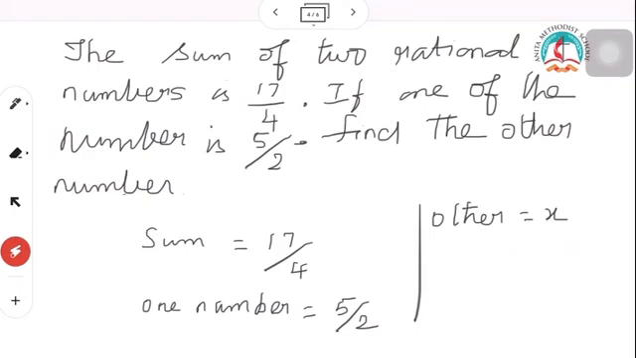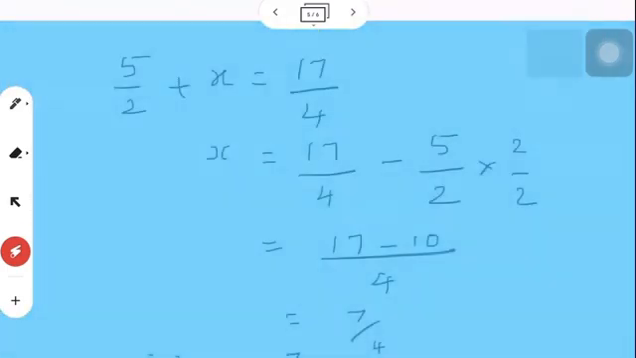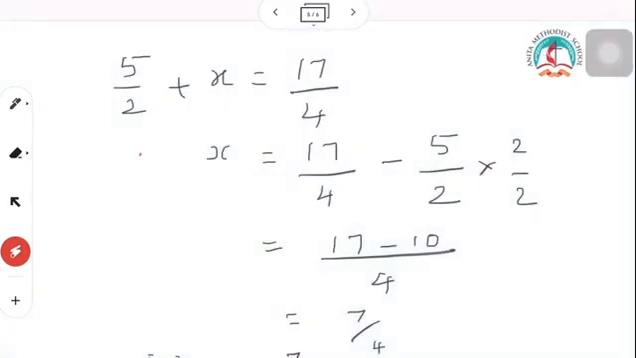So, what did we do? We consider it as x. Okay. Then what did we do? 5 by 2, because when we add the two numbers the sum is 17 by 4. So, 5 by 2 plus x is equal to 17 by 4. Therefore, we need what? The x value. So, the plus changes into what? Minus. So, coming to this side, x is equal to 17 by 4 minus 5 by 2.